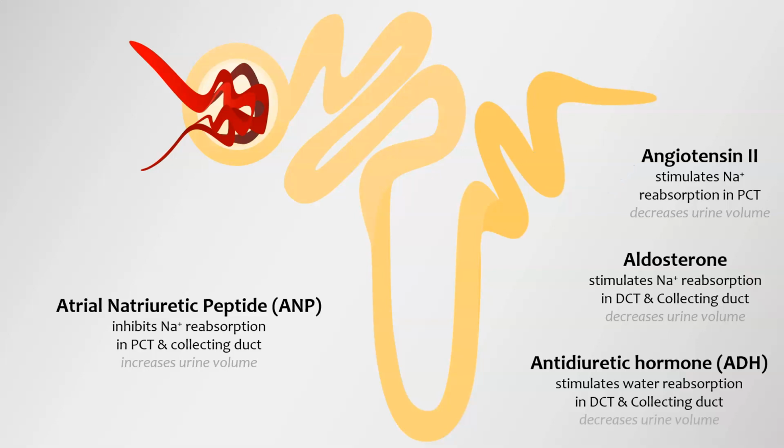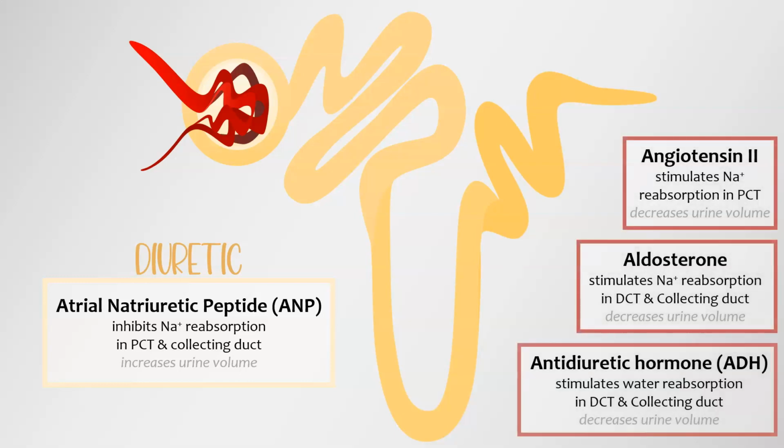As you can see, only atrial natriuretic peptide increases urine volume. Substances like this that promote urination are classified as diuretics. The other three hormones decrease urine volume. They are classified as antidiuretics. Since diuretics increase urine volume, they're indicated in yellow, and since antidiuretics increase blood volume, they're indicated in red.